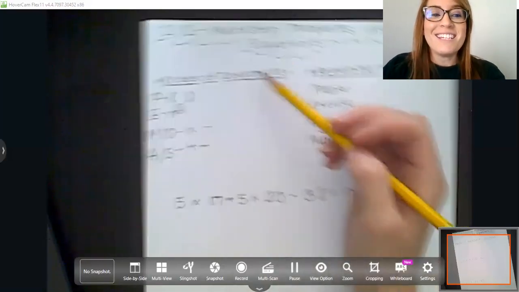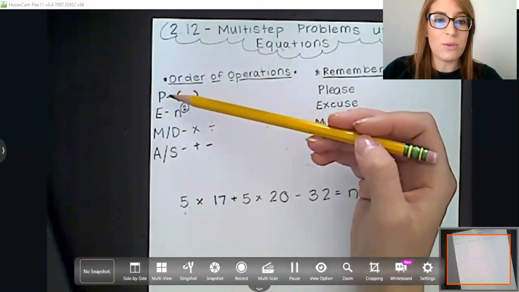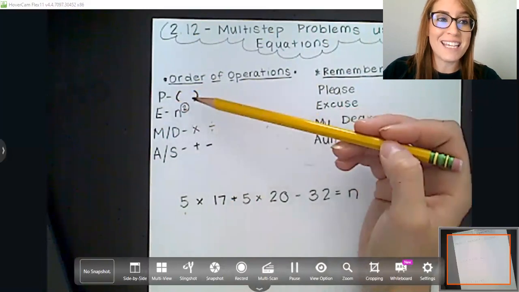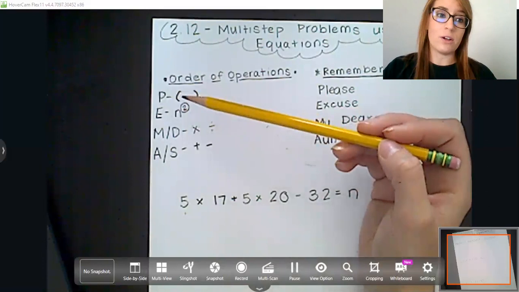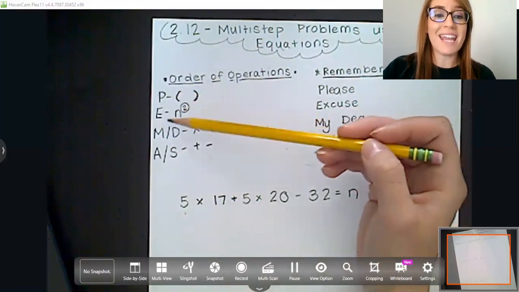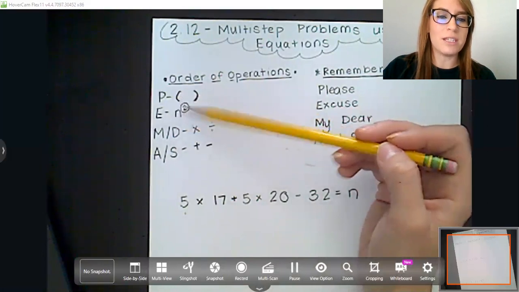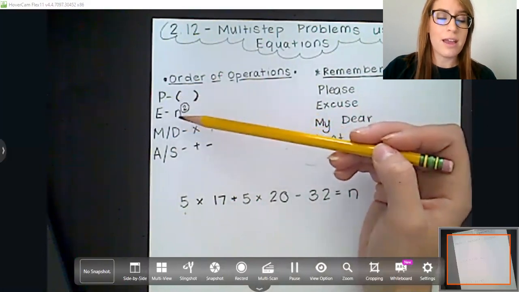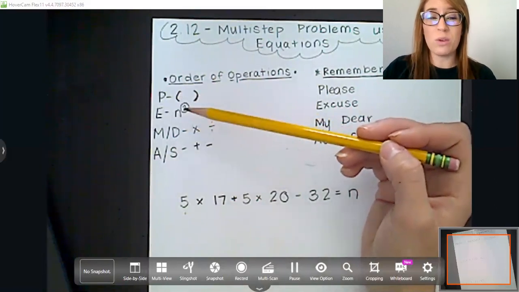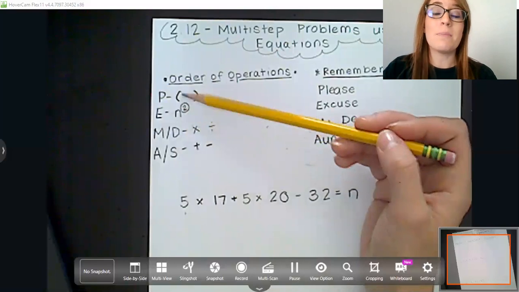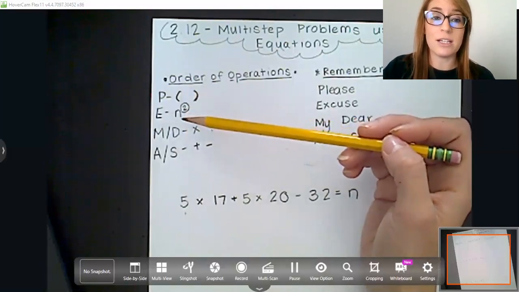Okay, so using the order of operations, the first thing that you're going to do is always look for the parentheses first. Anything that's inside of parentheses will always be the first thing that you solve. Then next will be exponents. Exponents are these tiny little numbers that you see next to bigger numbers. To be honest, we won't see a whole lot of exponents in 4th grade, so I don't really want you to stress about those too much, but it is still very important to know that that comes next in the process of order of operations.